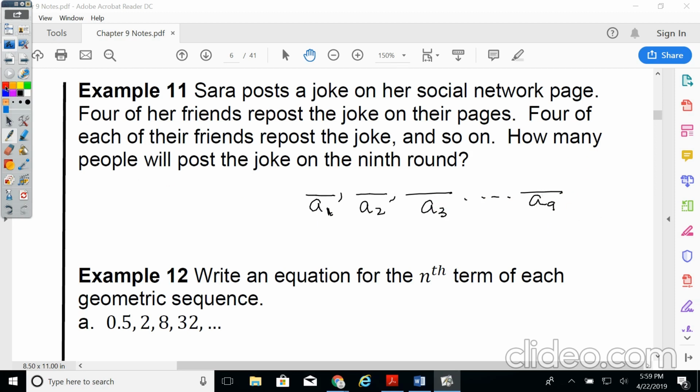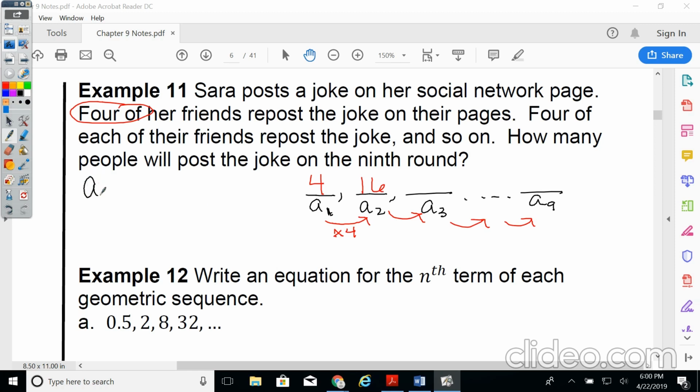Okay, so Sarah herself is not A1. It's her 4 friends that post that are the A1, the first round. So in the first round, 4 people post a joke. And then for the next round, 4 of each of their friends post a joke, so times 4 would make 16, and so on and so on. Remember this is multiplying, so it's a geometric sequence.